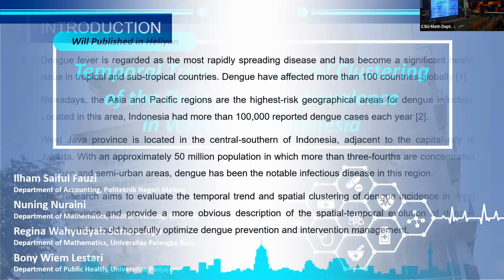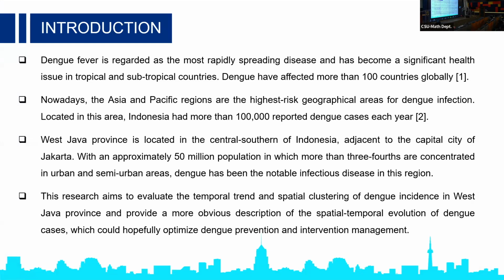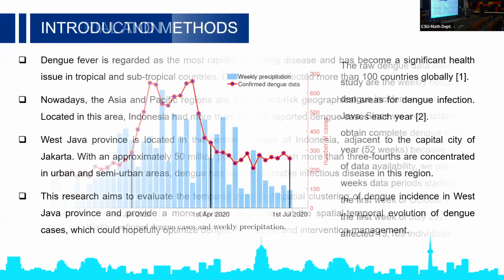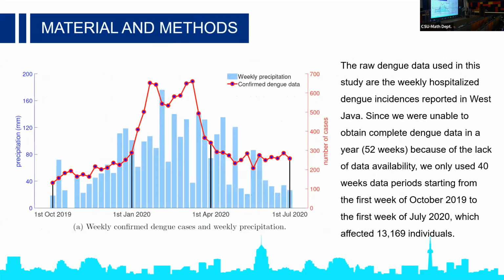And what we do with this one, we use a very simple approach for the temporal and also spatial model. So this is the common information, and this is the data. We only study 1 year of data for 27 districts and cities in West Java.